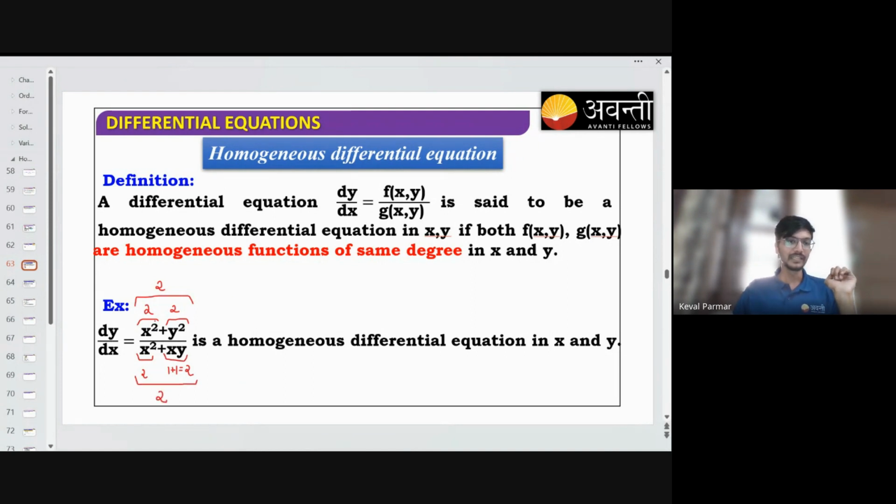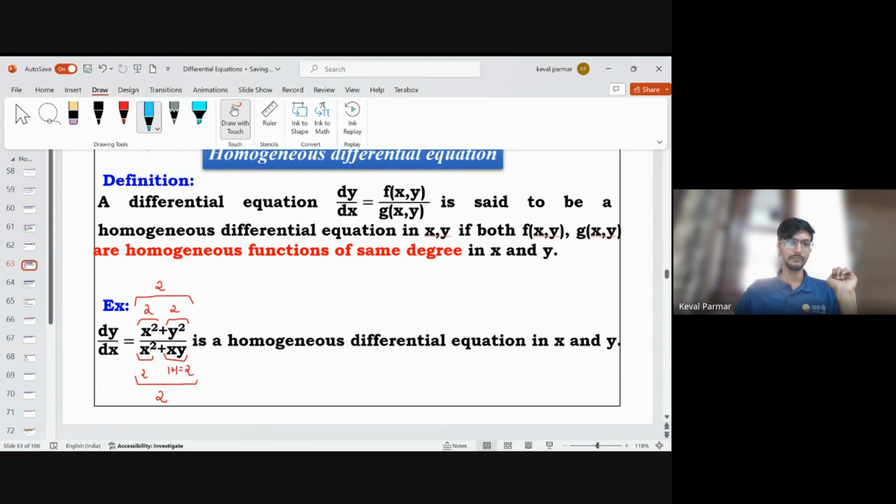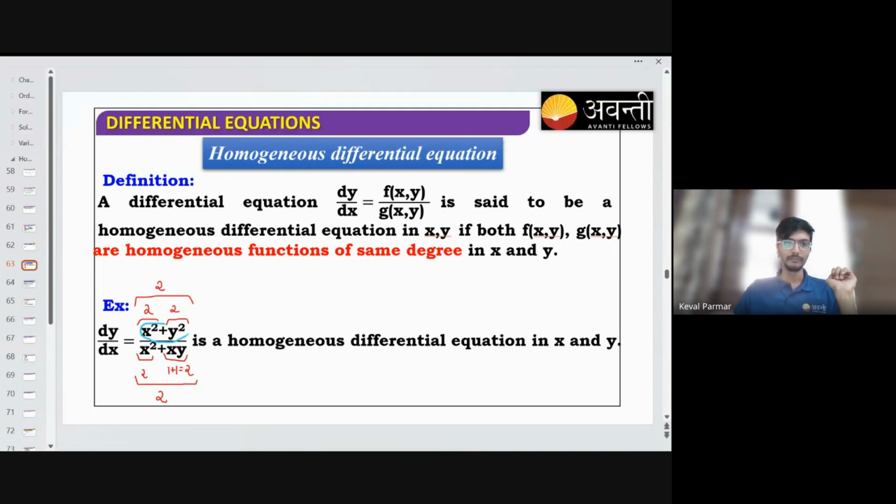That means the numerator, which is my f of x comma y, is a function of degree 2. The denominator, which is g of x comma y, is also a function of degree 2. And if both of them are functions of the same degree, that means my differential equation is a homogeneous differential equation.